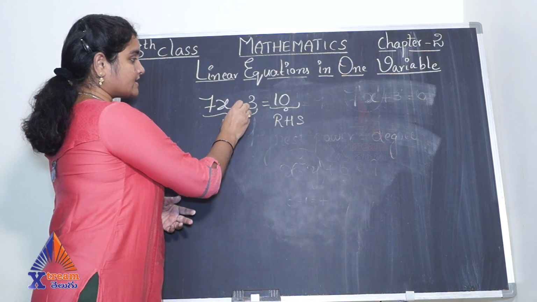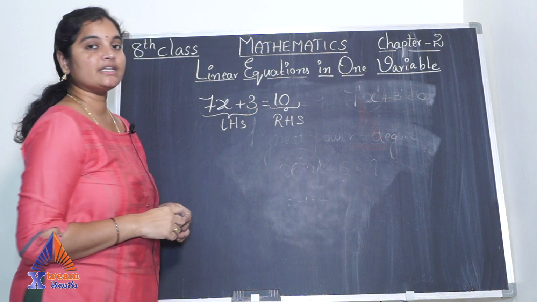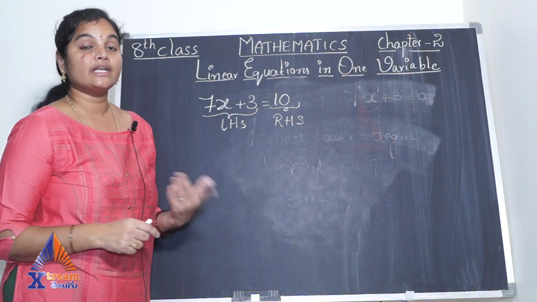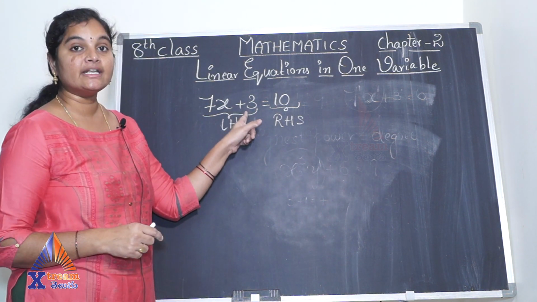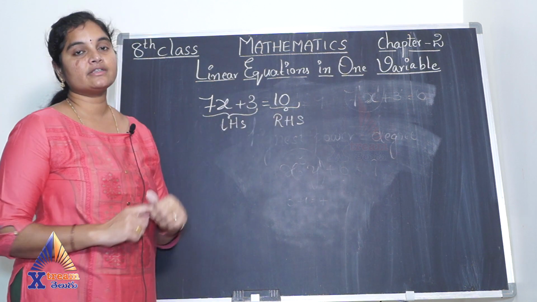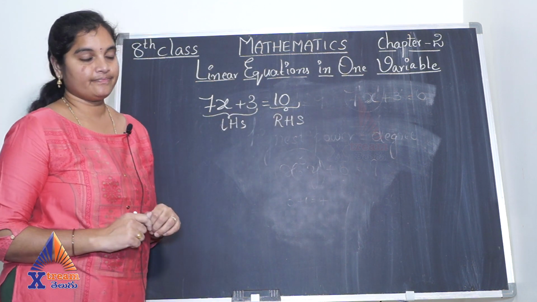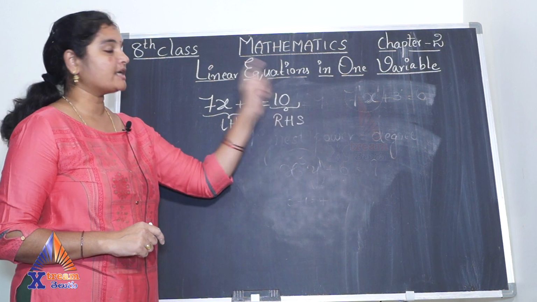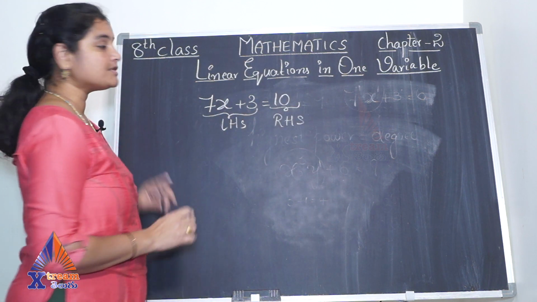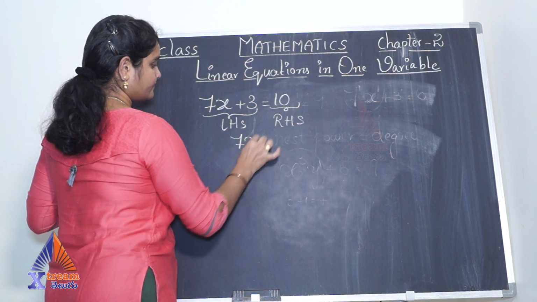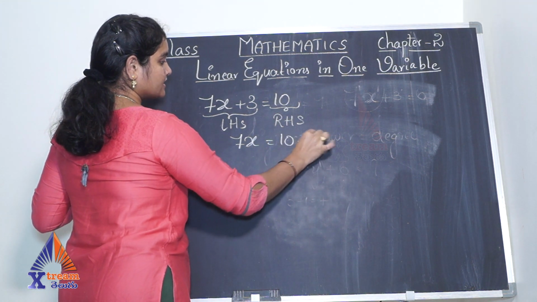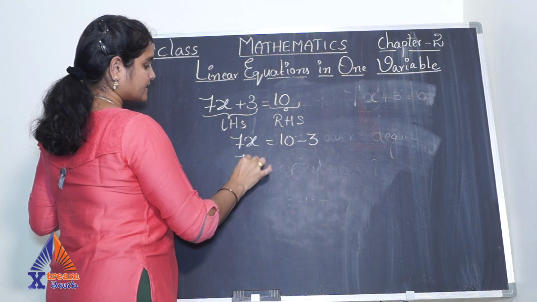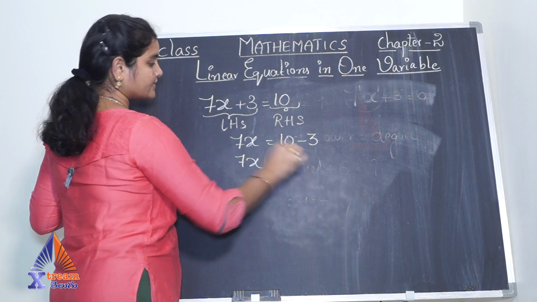Now here we have plus 3. When this plus 3 goes to the other side, it becomes minus 3. Or I can also say here 3 is getting added. When this addition goes to the other side, it becomes subtraction. Now we first transfer this plus 3 to the other side, which becomes minus. 10 minus 3, where we get 7x is equal to 7.